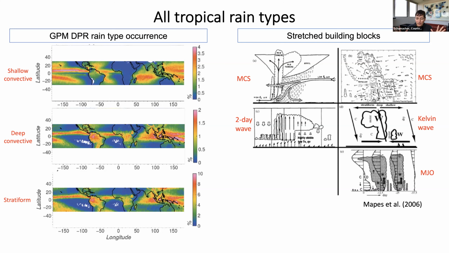Before I was just focusing on the convective types. Now I've gone back and added stratiform in. It's not that stratiform rain is unimportant. Stratiform rain is very important in the tropics. And here I really like this paradigm.